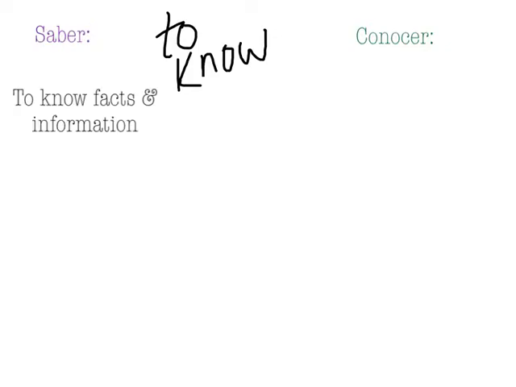Saber is to know facts and information. This is where it would fit if I said I know every player on the Tampa Bay Buccaneers, but I meant I know their names. I know who they are. I don't actually know them. Conocer, on the other hand, is to know a person or a place. If I said yo conozco a los jugadores, I know the players. With conocer, that means I know them personally. They're my friends.